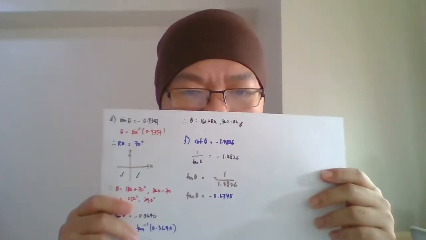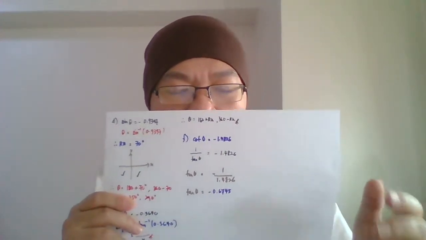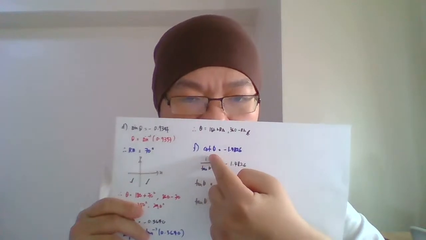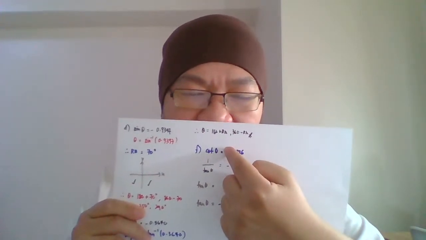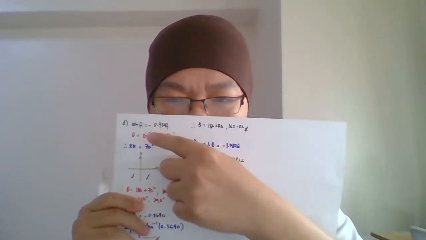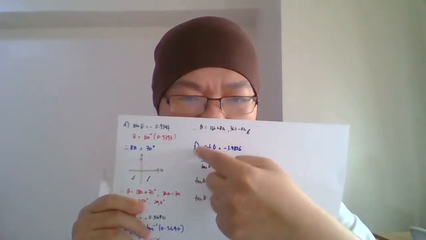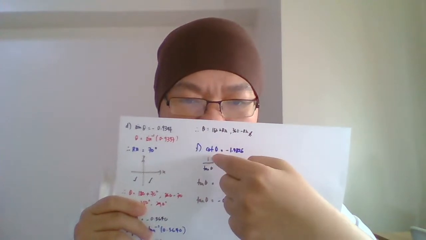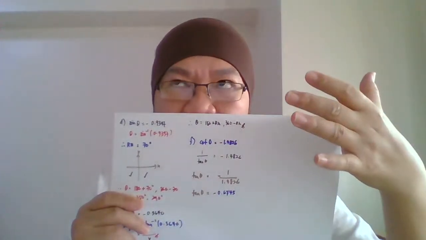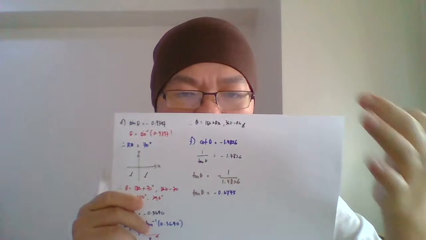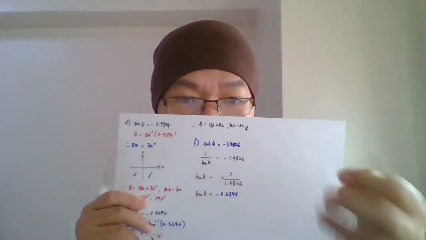We are supposed to get negative 0.6745. For question F, the question is cot theta equals this number, but we cannot solve it directly like what we did just now. We need to simplify this cot theta first so that it becomes one of the three basic trigo functions, which are tangent, sine, and cos.